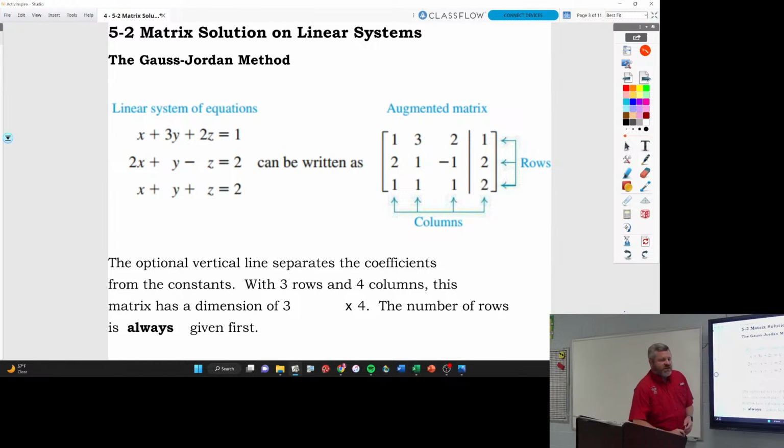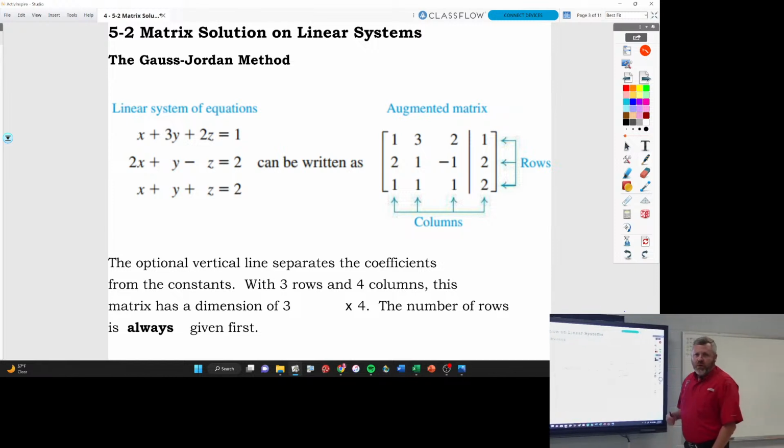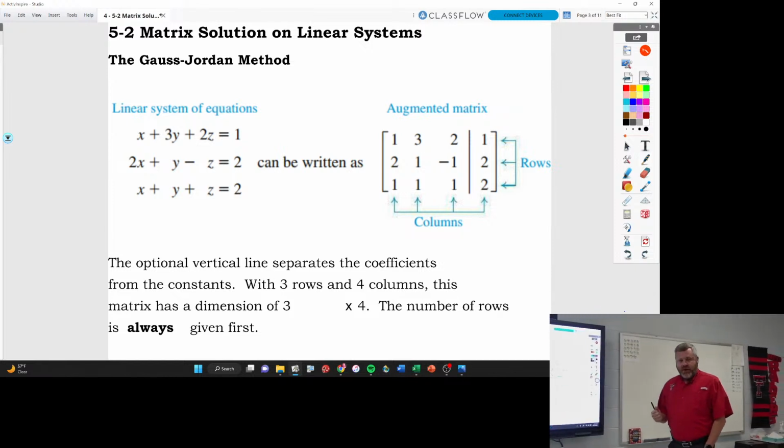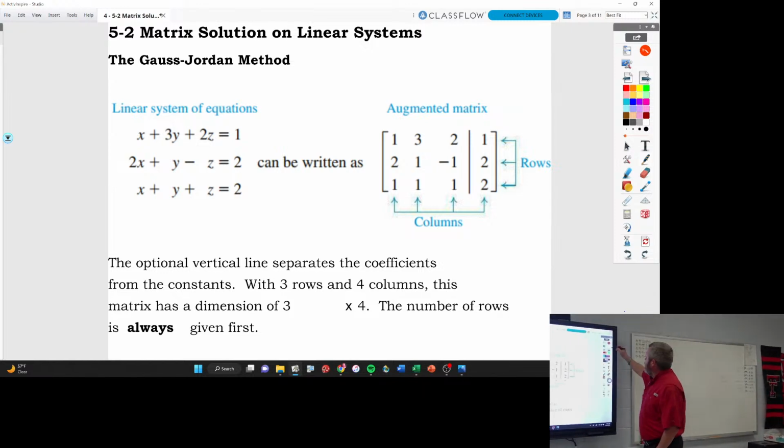The number of rows is always, always, always given first. Don't forget that. When I want to know about the dimensions of a matrix, how many rows by how many columns? Rows by columns.